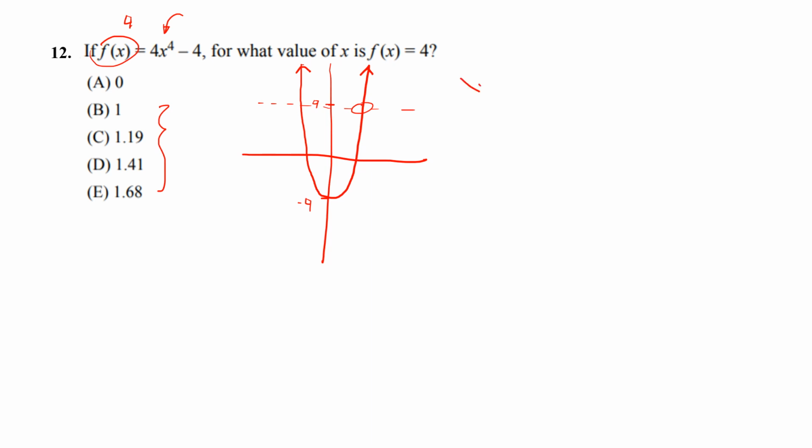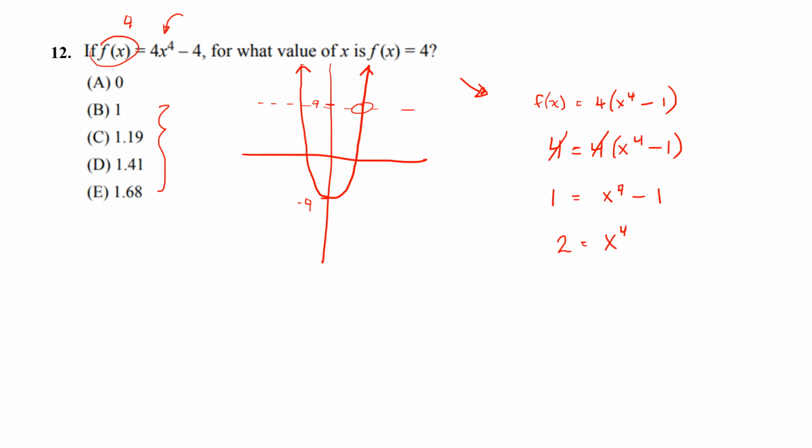Let's do it algebraically. It might be easier this way, actually. So we have f of x equals, and I'm going to factor out a 4, x to the 4th minus 1. We want this to equal 4. So 4 equals 4 times x to the 4th minus 1. Both sides, we can cancel the 4's. That leaves us with 1 equals x to the 4th minus 1. Add 1 to both sides. That's 2 equals x to the 4th.